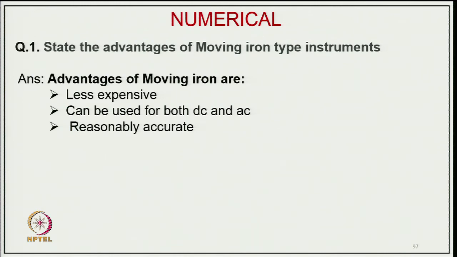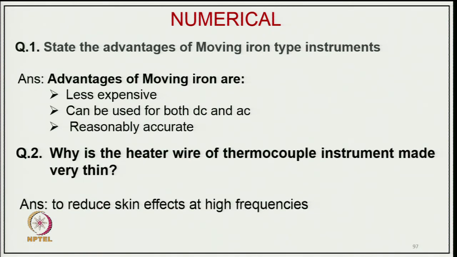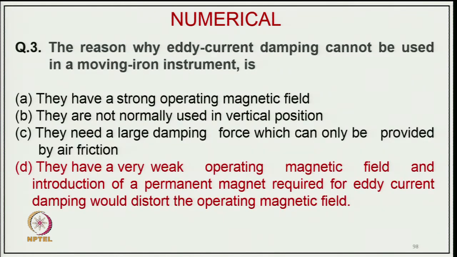State the advantage of moving iron instruments. Advantages of moving iron instruments: less expensive, can be used for both AC and DC, reasonably accurate. Why is the heater wire of a thermocouple instrument made very thin? To reduce the skin effect at high frequency.